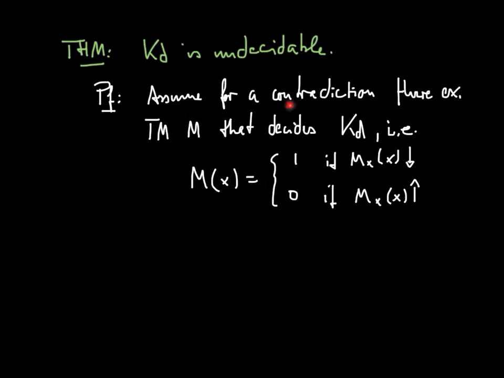Assume now for a contradiction that there exists a Turing machine M that decides K_D. So that means whenever I input x to M, it halts and outputs 1 if the xth Turing machine on input x halts, and outputs 0 if it does not halt. Right? So that computes the characteristic function of our set K_D. Note that M halts in fact on every input. It always outputs something, either 1 or 0.